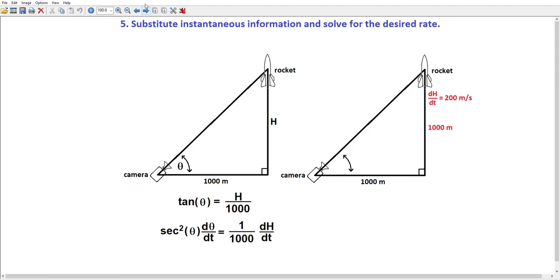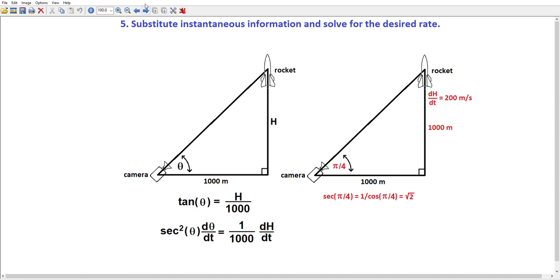Now what we do is find the instantaneous information and substitute back in. The rocket, per usual, is 1,000 meters up and is going 200 meters per second. But we need a value of theta, and what we can see is that the angle at this particular instant must be pi over 4 because the tangent is 1. And now to calculate the secant of pi over 4, we notice that the secant of pi over 4 is 1 over the cosine of pi over 4. Cosine of pi over 4 is 1 over root 2, so the secant is root 2.